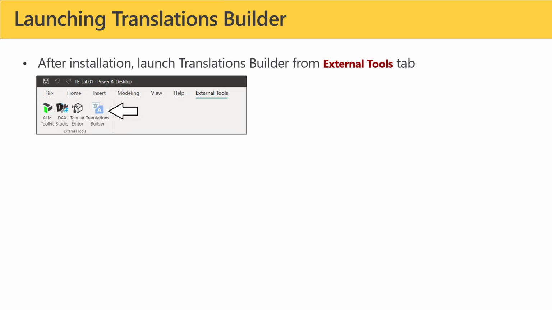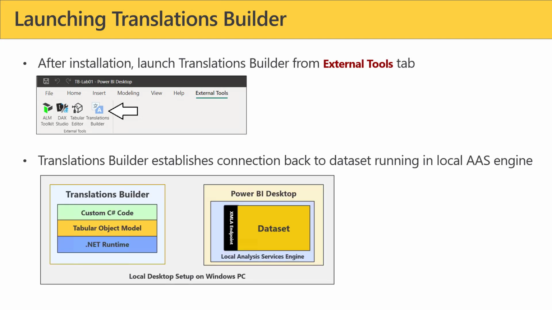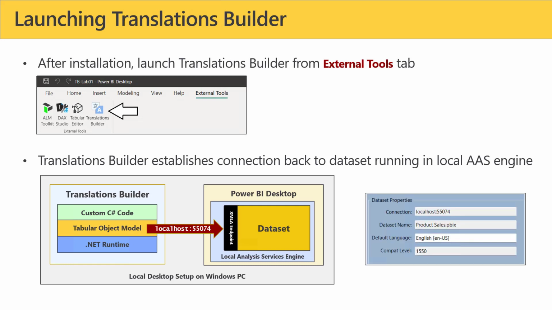And the idea is that once you start it up, you're able to have this tool make a connection back to that data set that's loaded into memory and running in the local analysis services engine. When we fire up Translations Builder, it's also going to show us the connection string, localhost, and what is the port. We can also display the name of the PBIX file that you're working with, what's the default language, and there's a compatibility level that as of today, 1550, is what we should be using.